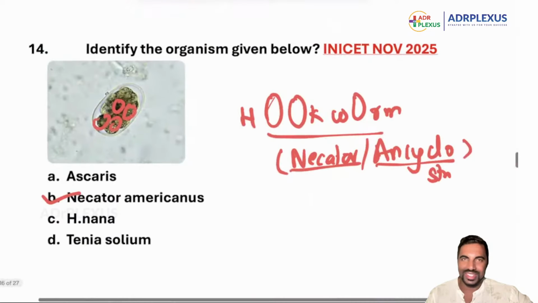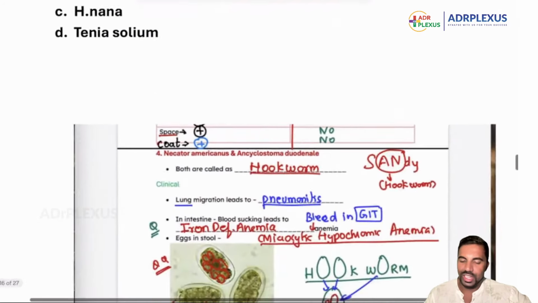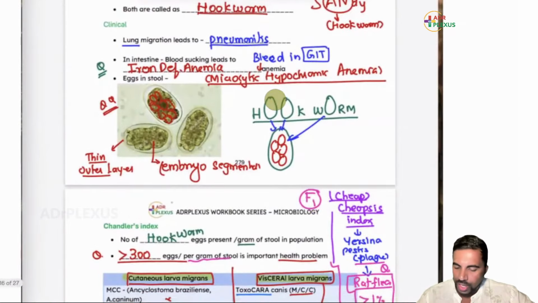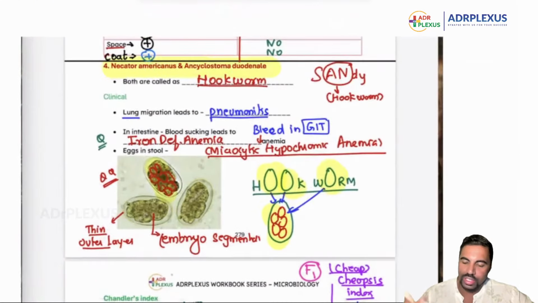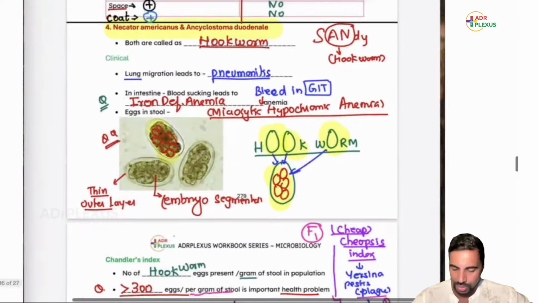So this is a direct question, Necator is correct. No mistakes in this question. We have discussed very nicely, and you can see the clue was given there. Everything is O, so hookworm. Clear. That includes two, Necator and Ancylostoma duodenale. That's all. Okay, so we're done with that one.